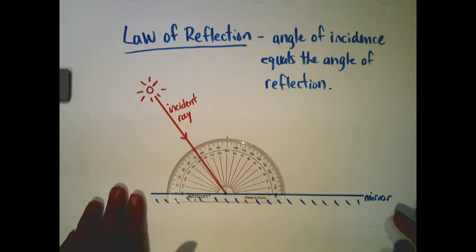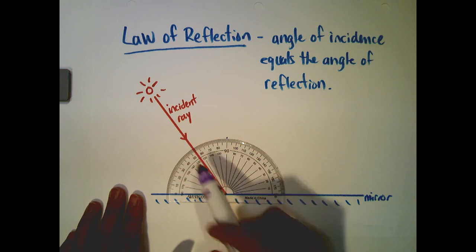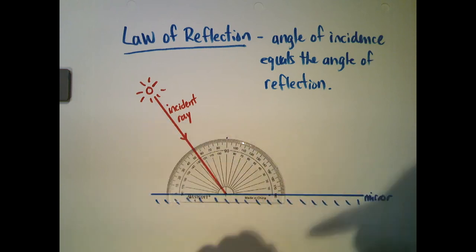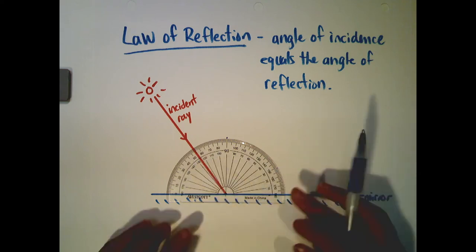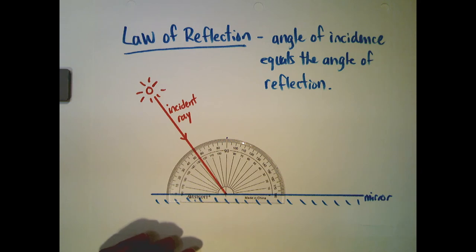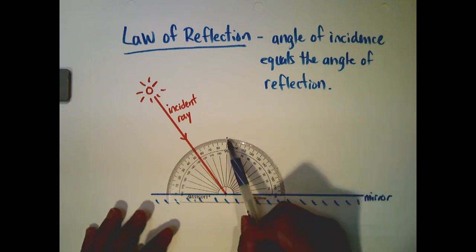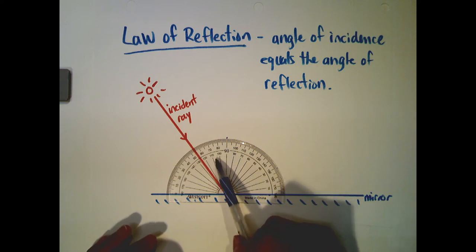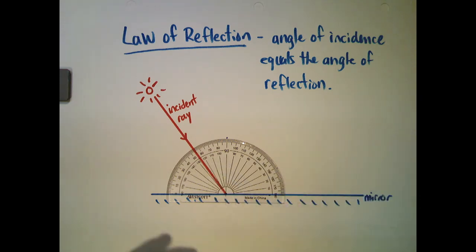In this case, it looks like I've drawn the incident ray at 50. Oh, I should definitely not use the protractor readings like that, because that's wrong. I have to count from the normal. So this is 90, my normal. I have 10, 20, 30, and it looks like 35. So this is 35 degrees.